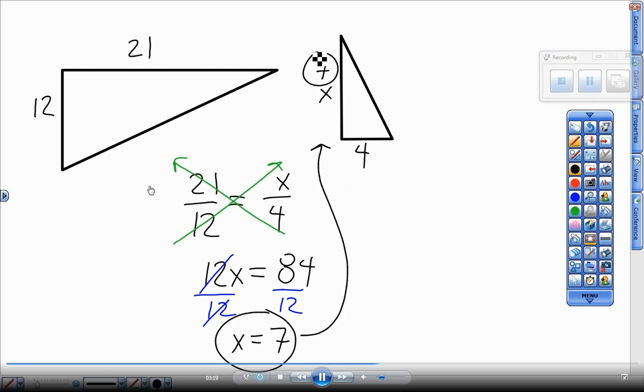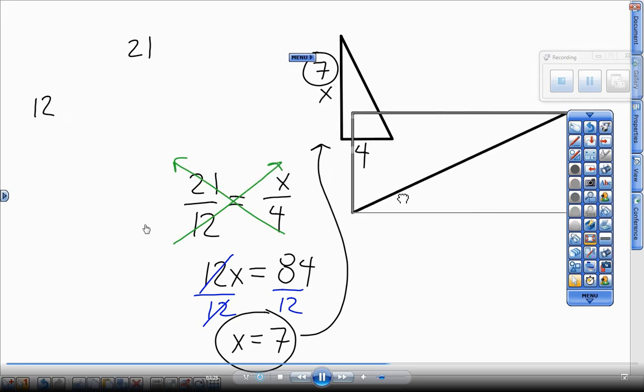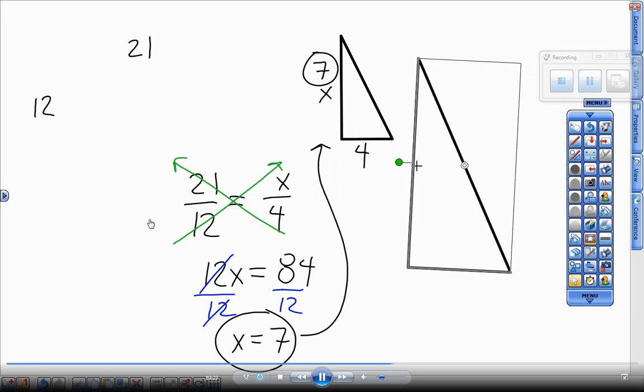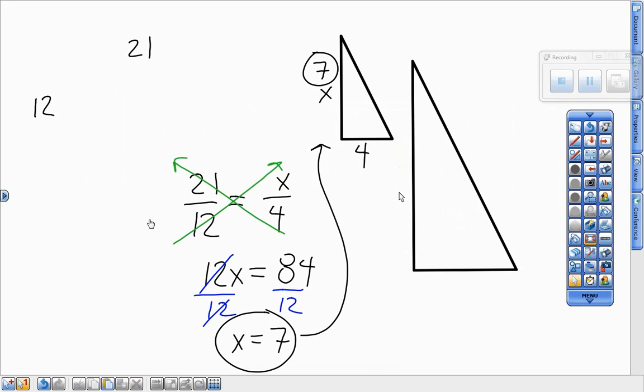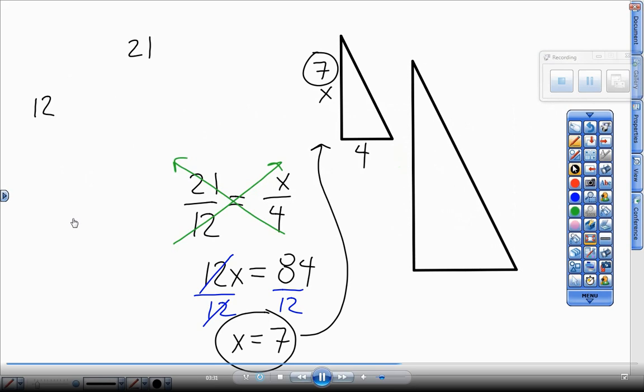To help you a little bit, I'm going to move this triangle down and see if I could orient it a little bit better so you can see it. So there's the triangle with the 21 on the side and the 12 on the bottom. There it is. Same triangle. All right, the third word is crab. Crab.